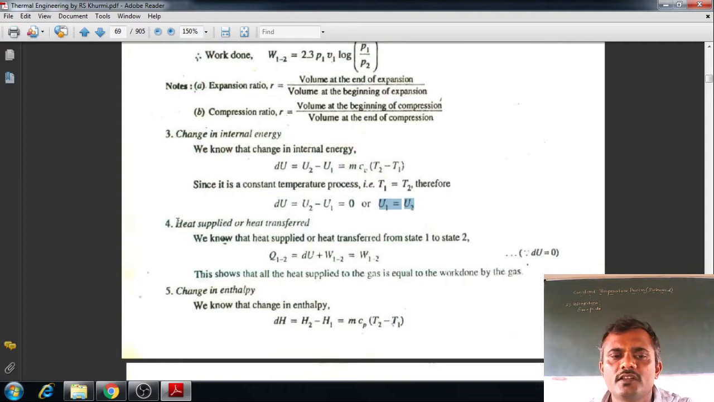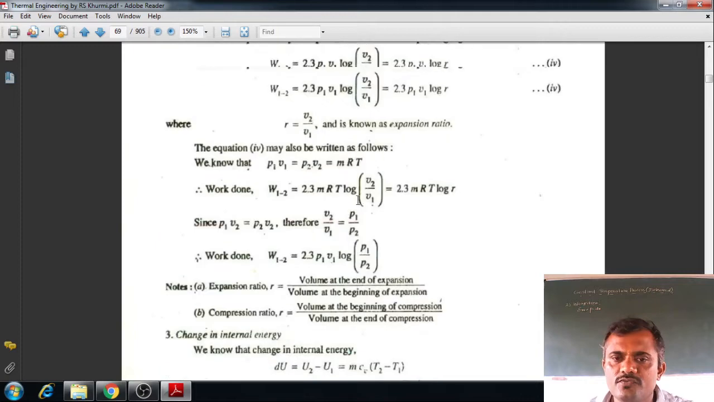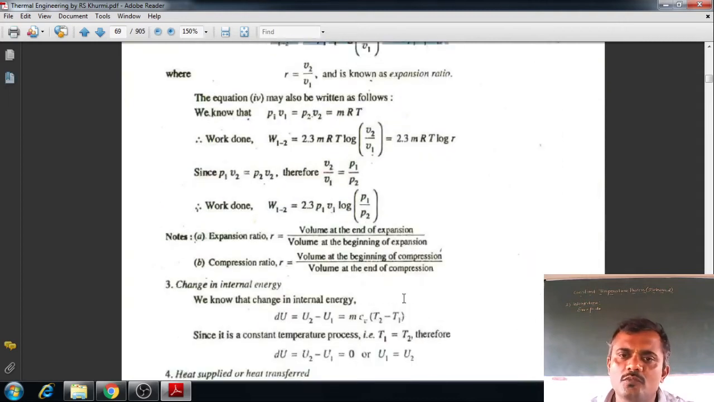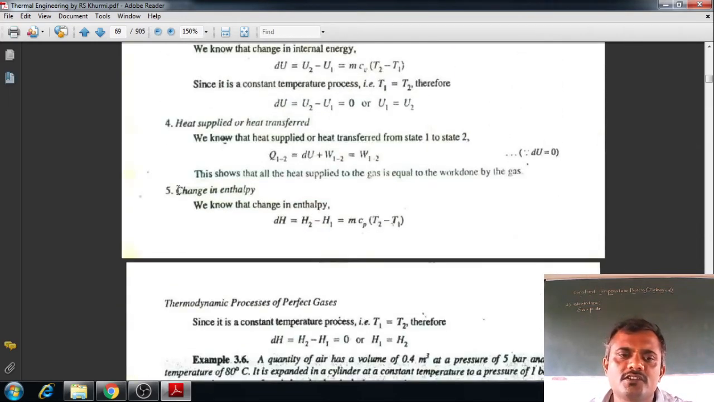Afterwards, the next expression is heat transferred or heat supplied. The general expression for heat supplied is Q1 to 2, which is equal to dU plus delta W. As you know, dU is 0, because of which heat supplied is equal to work done. So this is the expression for work done. I will show it on the board by deriving it.